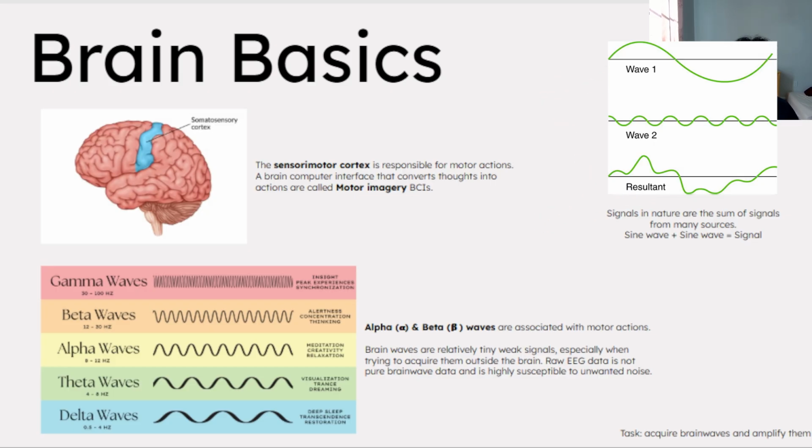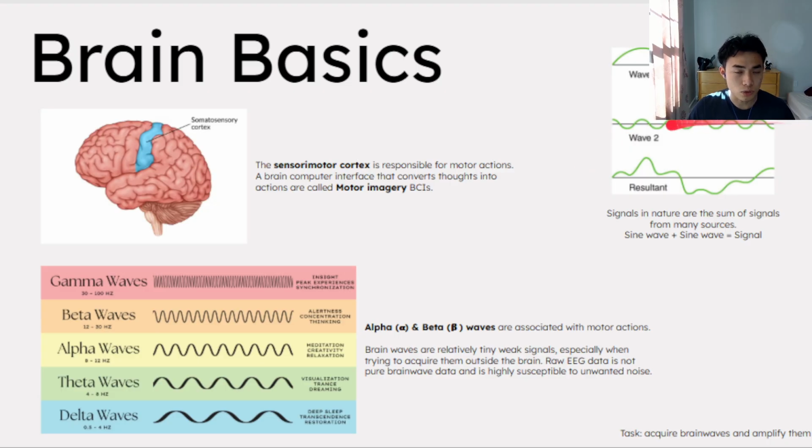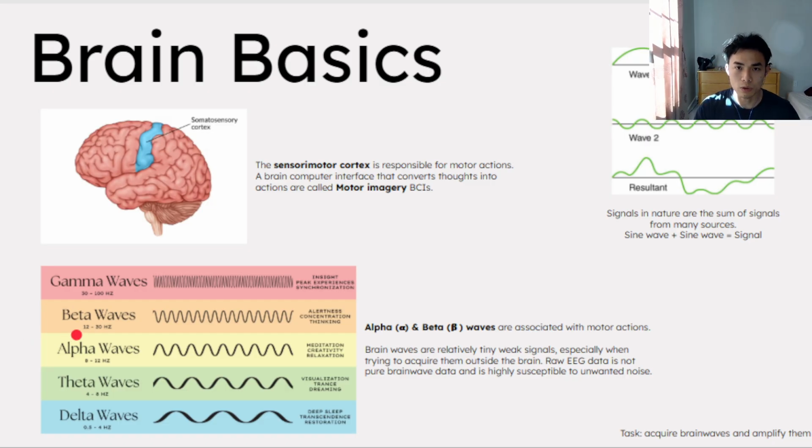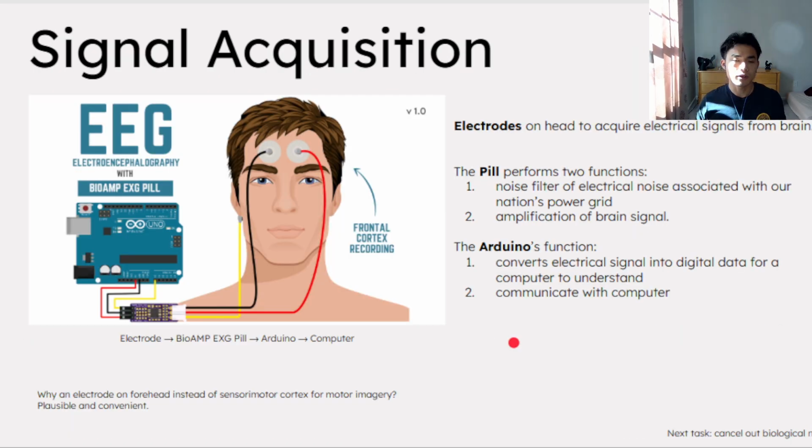You can imagine our wave 1 as our raw brainwave data over here, either our alpha or beta waves, and then our wave 2 is like some electrical noise that we don't really want. And if you add those two together, you get a resultant wave, which is our raw EEG data. This is what we get, but we actually want just pure brainwave data. So the task for us is to isolate the brainwave from the raw EEG data and remove the stuff that we don't want. We get as close as possible to the actual brainwaves that we make when we're thinking. So how exactly are we going to do that?